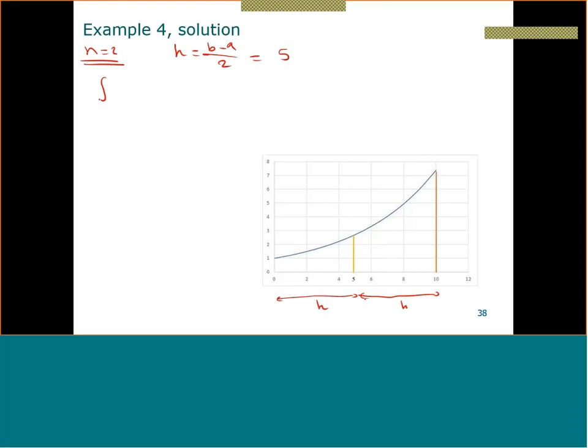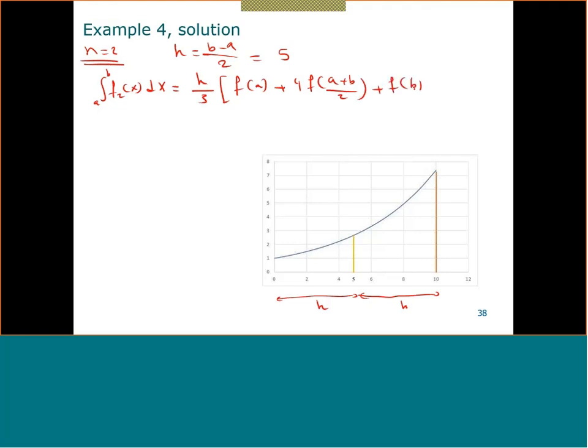So now the integration, I want to do it from a to b, second order polynomial. So f2 of x dx. So I will write down the formula, h over 3 times f of a plus 4 f of (a plus b) divided by 2 plus f of b. Simple as that, very straightforward. There's nothing there. So as we know, a is equal to 0, a plus b divided by 2 is equal to 5, and b is equal to 10. So these are the 3 points that we need to find our function.